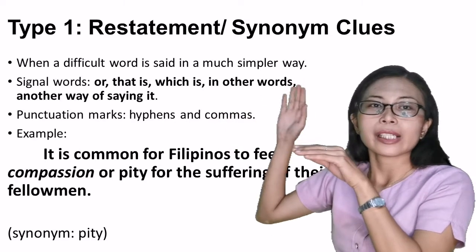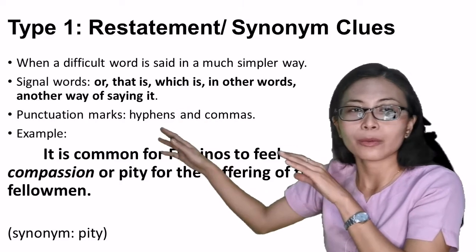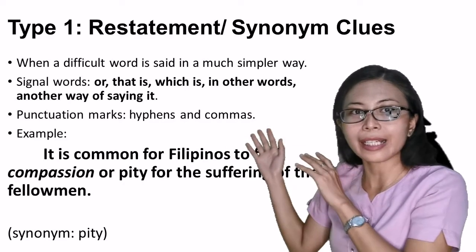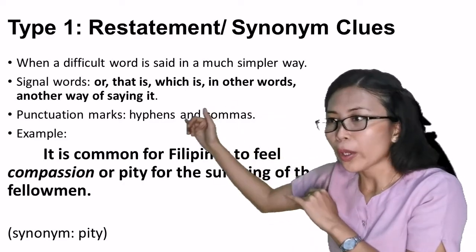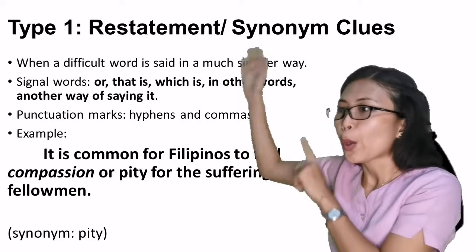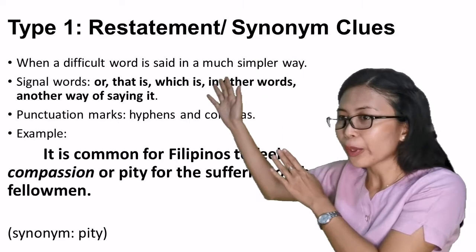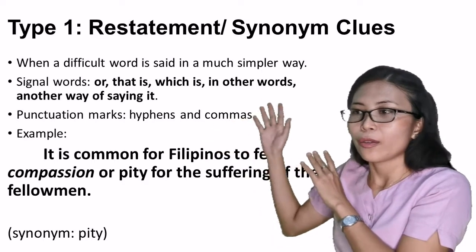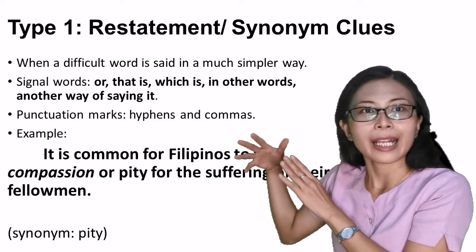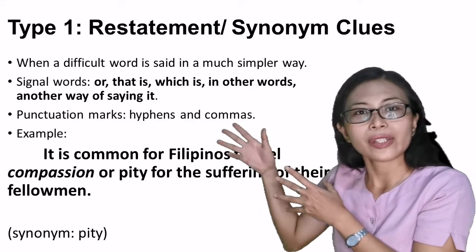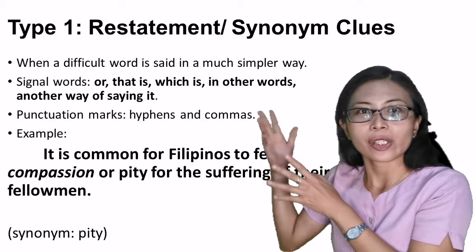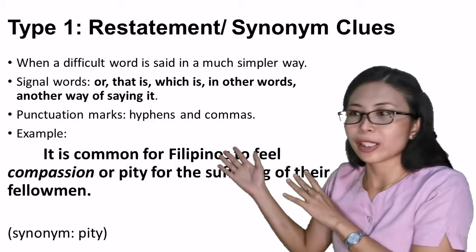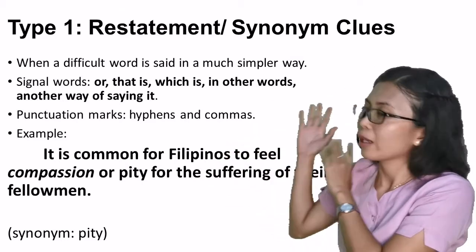So the synonym of that word will serve as the clue for us to know the meaning of that unfamiliar word. And the signal words we use in this kind of context clue are or, that is, which is, in other words, another way of saying it, and others. Those are the signal words that help us understand that the clue given is a synonym for the unknown word. And the punctuation marks used are hyphens and commas.